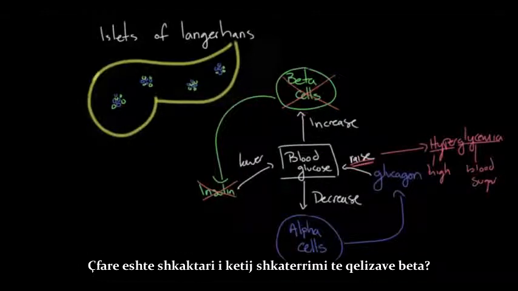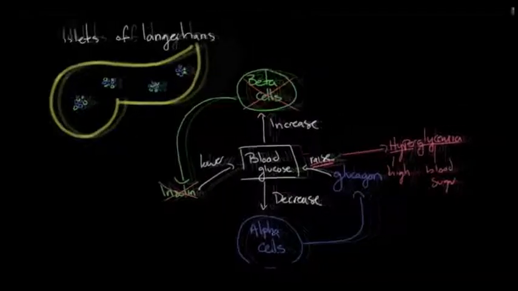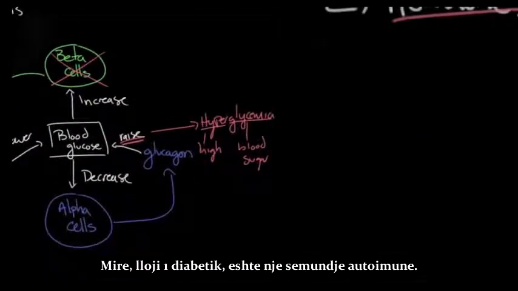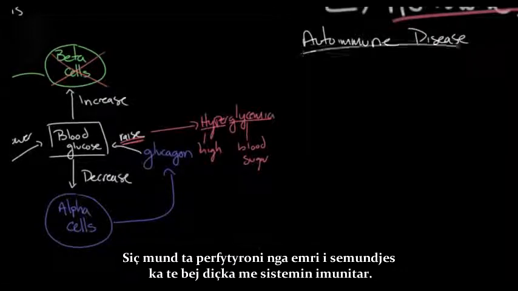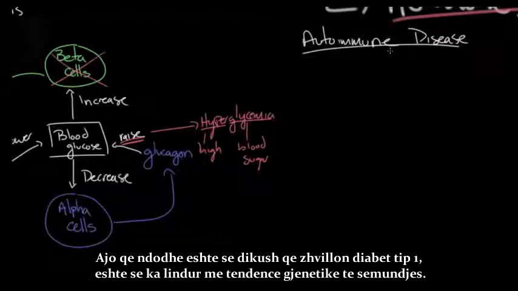But what is the underlying cause of this destruction of the beta cells? Well, I'm going to just slide this over so you can get a little more room to work on it. Well, type 1 diabetes is an autoimmune disease. And as you can imagine by the name, it has something to do with the immune system. And what happens is that someone who develops type 1 diabetes was born with a genetic predisposition to the disease.